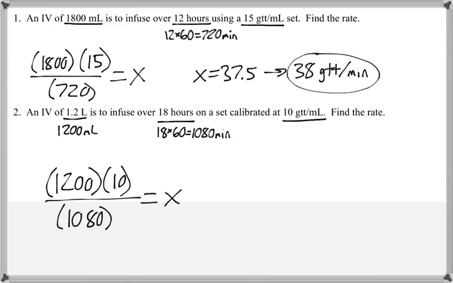So 1200 times 10 divided by 1080 is 11.1 repeating, but we always round this to the nearest whole number. So it will be 11 GTT per minute.